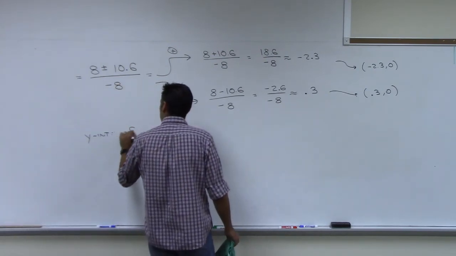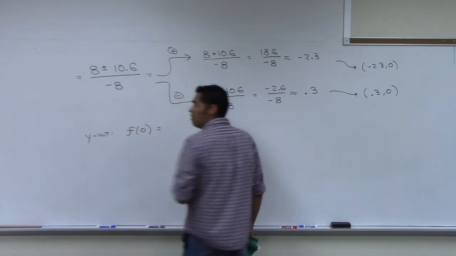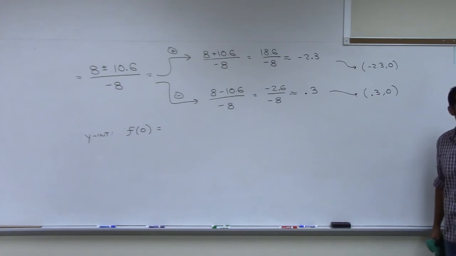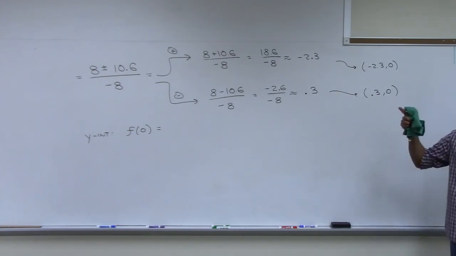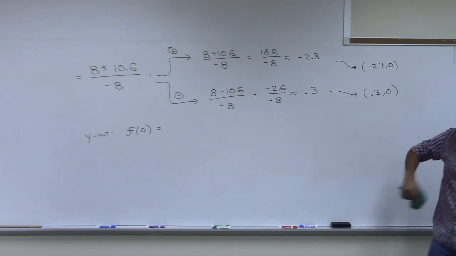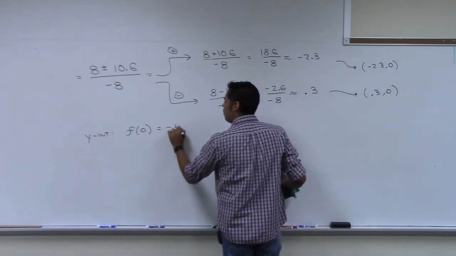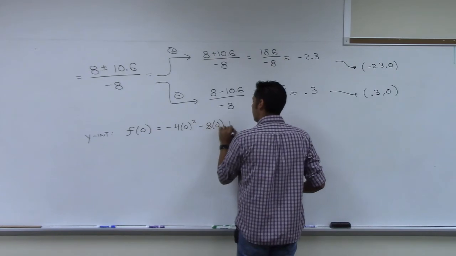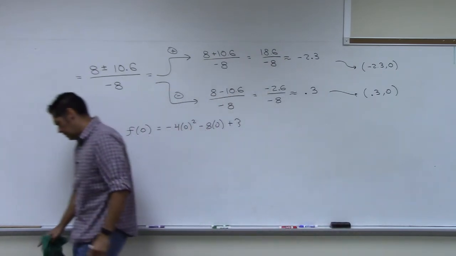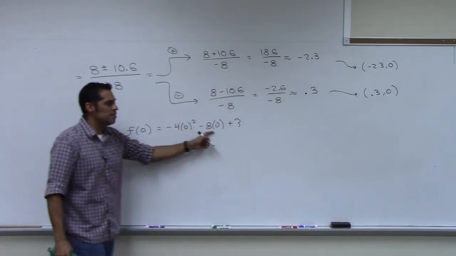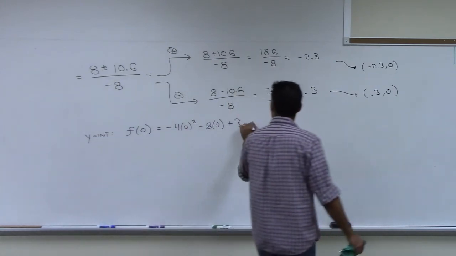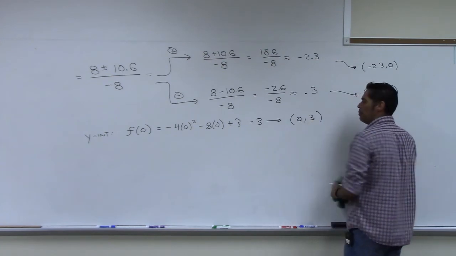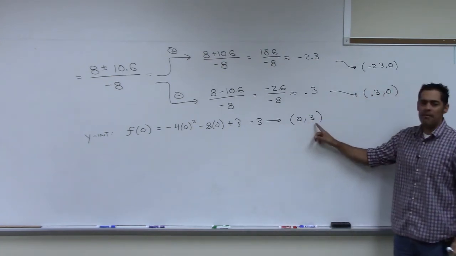To get the y-intercept, all we have to do is plug 0 into the function. That's what you do every time you want to find a y-intercept. Just replace your x's with 0. If you go back to the original function, everything dies off because you have -4 times 0 squared, then -8 times 0, and then plus 3. The only thing that's left is the 3. So this is also a point. It's the point (0, 3). You plugged in 0 for x, you get a y value of 3.